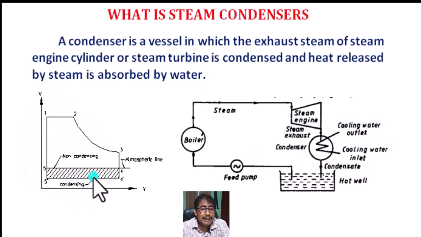On the left side, 1, 2, 3, 4 dash, 5 dash and 1 is the work area for the condensing plant of a steam power plant, and 1, 2, 3, 4, 5 and 1, this is the non-condensing steam power plant, where there is no condenser. When we use a condenser, steam is expanded below atmospheric pressure. Okay.